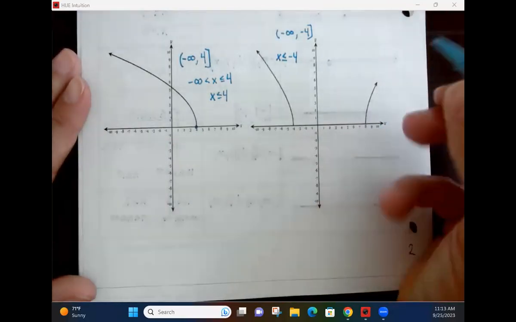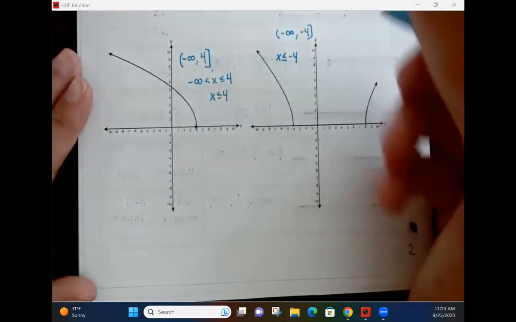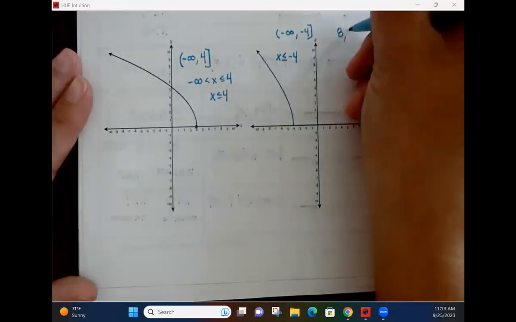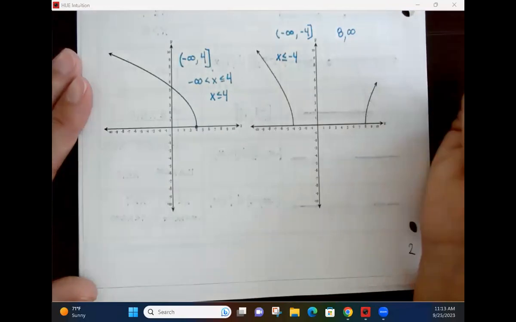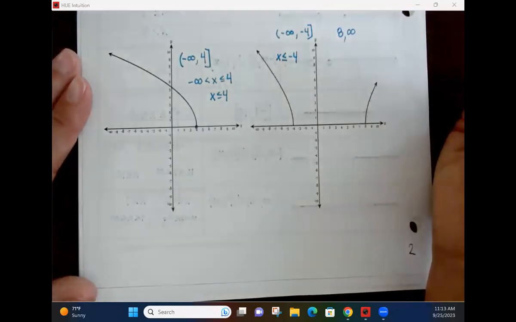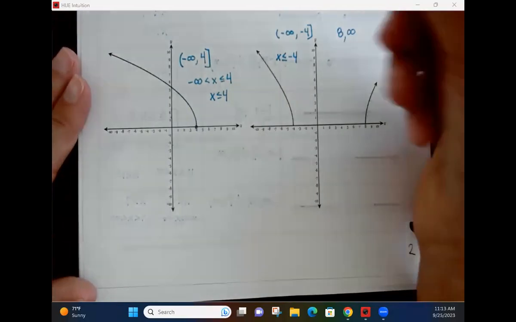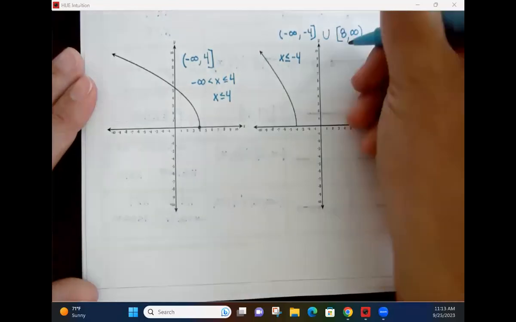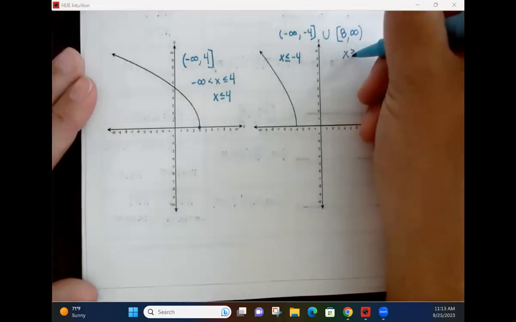For my second piece, my smallest value would be 8. And then we continue forever, so that would go to infinity. Parenthesis or bracket at 8? Eight would be a bracket. As an inequality, this would be x is greater than or equal to 8.